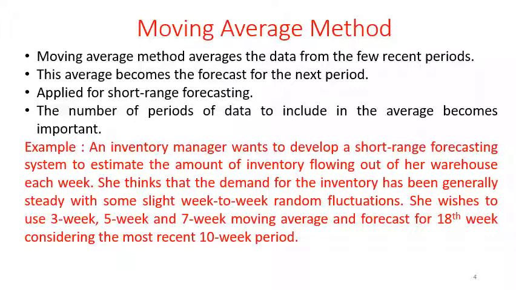See, this is based on weeks now. So a 3-week, 5-week and 7-week moving average is what is required, and the forecast for the 18th week is to be considered, taking into account the recent 10-week period. Be very clear: the objective is to find a 3-week, 5-week and a 7-week moving average forecast for the 18th week considering the latest 10-week period. That is the problem or the example which we are taking now. Let us see how we will solve this.